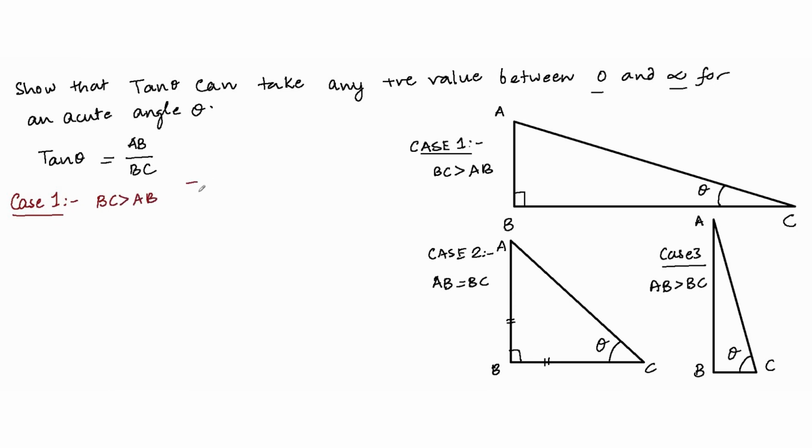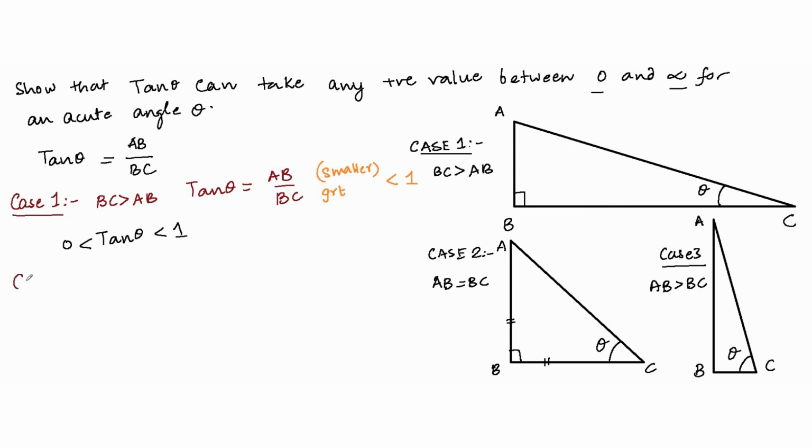So now you will notice that tan theta in this case is going to be AB upon BC. Now BC is the greater value and AB is the smaller value. I know that the value of AB by BC therefore is going to be less than 1. Of course AB and BC are both positive, which means that the value is greater than 0. So in case 1 I have tan theta greater than 0, but definitely less than 1. Now let's consider case 2.